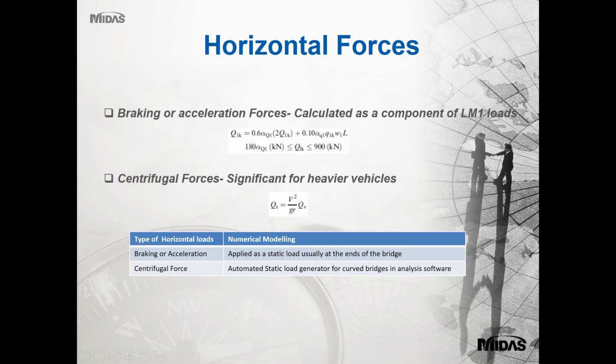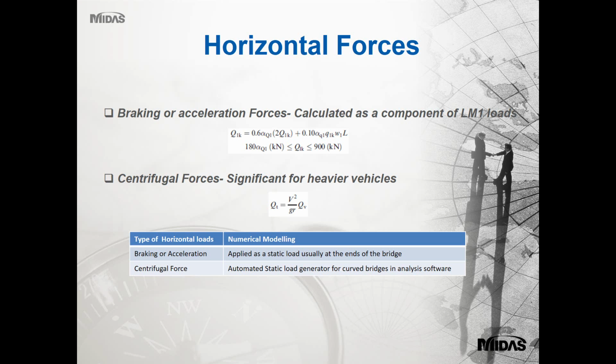Okay, horizontal loads. Horizontal forces are defined as a static load, since we can't automatically use influence line analysis for horizontal force in the software. We generally define the braking and acceleration forces calculated as per this equation and apply them in the software at the bearing locations which are expected to attract the braking or acceleration forces. So these are applied as point loads in the longitudinal and transverse direction if it's a curved bridge.